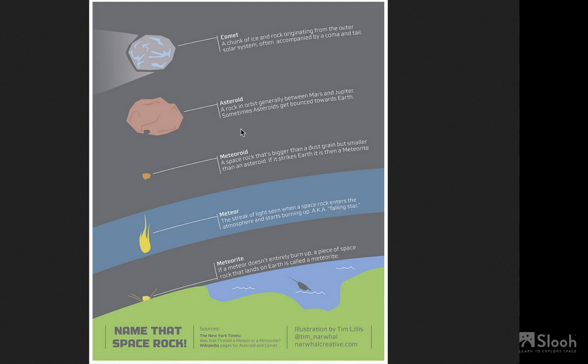They collide, and a collision can create what we call a meteoroid. So taken from the word asteroid, a meteoroid is a space rock that's bigger than a dust grain, like bigger than a piece of sand, but smaller than an asteroid. When two asteroids knock into each other, they can break off pieces of one another, and we create meteoroids.